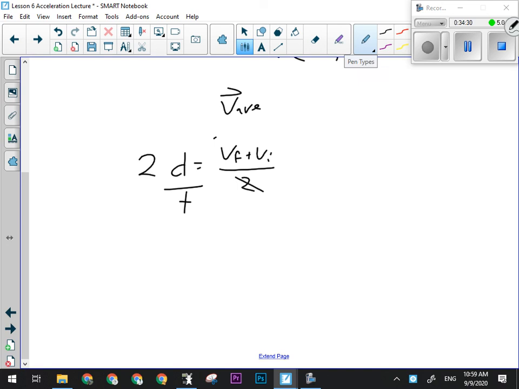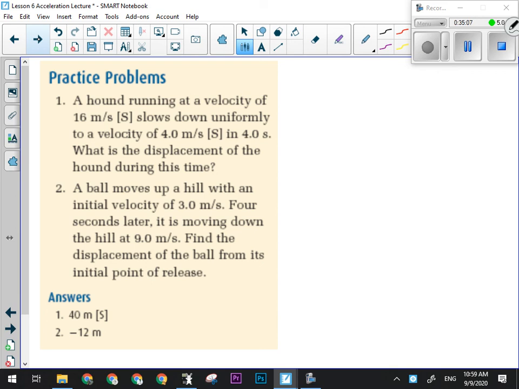2D over T. Okay. What do I do with VI? If I want to move something, I do the opposite. So I'm adding VI, so I subtract VI. So I'd have 2D over T minus VI equals VF. And it'd be the same if I was solving for VI. It'd be 2D minus VF equals VI. Okay. All right. Questions on how that one works? You're not going to use that one very often. Only comes up very, very rarely. Like in those two questions. Give those a try. See how you do with that one.